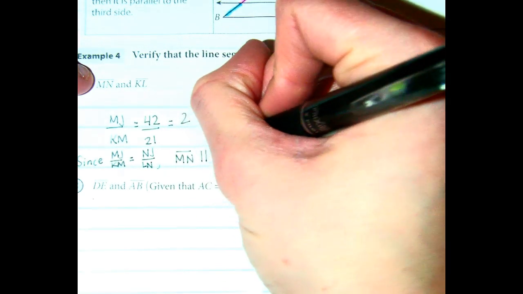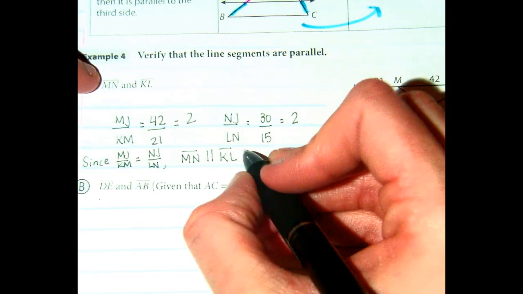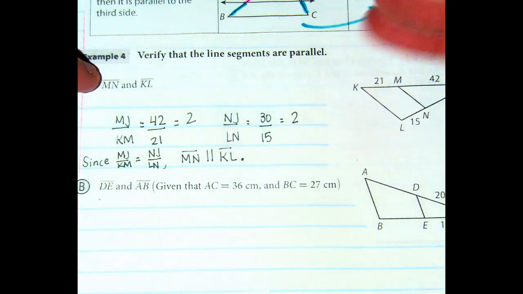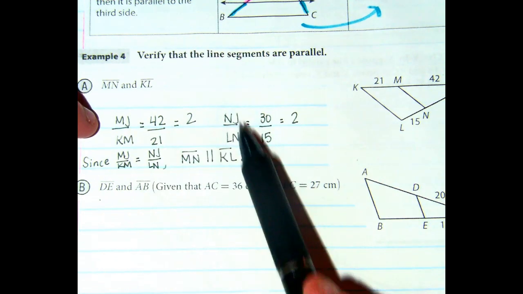So since MJ over KM is equal to NJ over LN, we know that MN is in fact parallel to KL. There's my little sentence. This is the work that goes with it. There's the sentence. Like I said, again, it could have been flipped. It would not have mattered as long as both of them are that way.